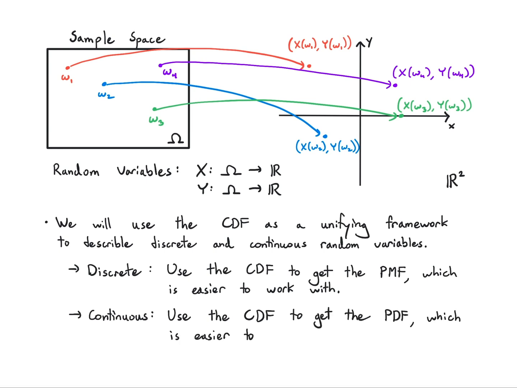So what we're going to do is we're actually just going to define the CDF for two random variables. And then we're basically going to forget about it, because when we deal with discrete, we'll get the PMF. And when we deal with continuous, we'll get the PDF. And this lecture will focus mainly on the discrete case, the next one on the continuous case. Okay, but still, let's define a joint cumulative distribution function.